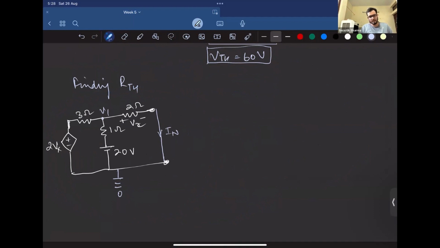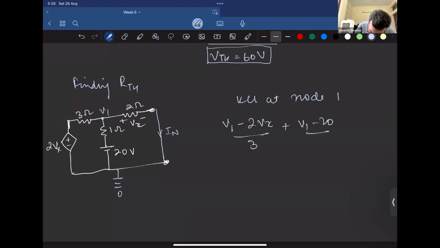KCL at node 1. So what is it? V1 minus 2Vx by 3 plus V1 minus 20 by 1 plus In equals to 0.